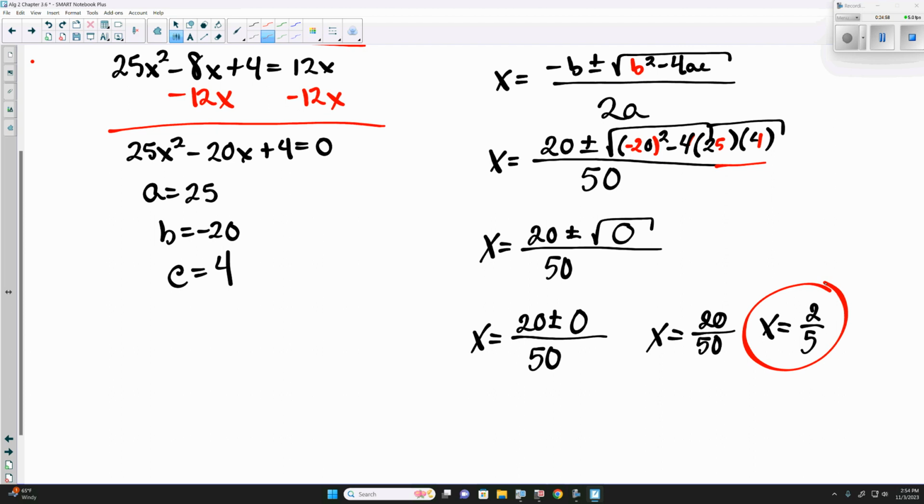So this is one where the graph hits the x-axis but doesn't actually cross. So we do technically have 2 solutions. It's just they're both 2/5. And that's it. Green button, y equals enter. Okay, so we get 2/5. Questions on this here? We good with this so far?